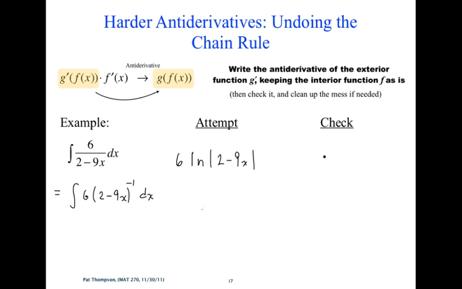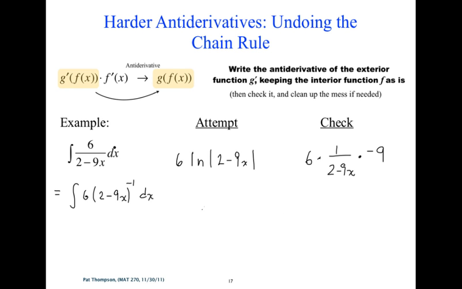And then we'll do our check, which is 6 times what? 1 over 2 minus 9x times, chain rule, right? Times -9. So that's the derivative of that thing. 6 times 1 over 2 minus 9x times -9. Is it just like this? And if not, how do we adjust? So how am I going to adjust it?